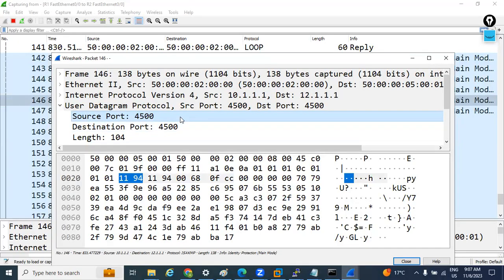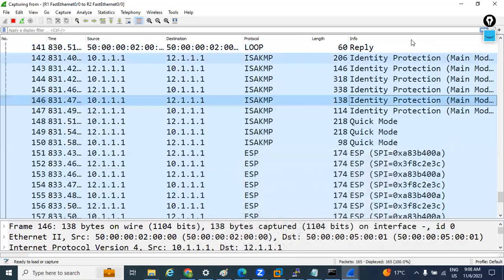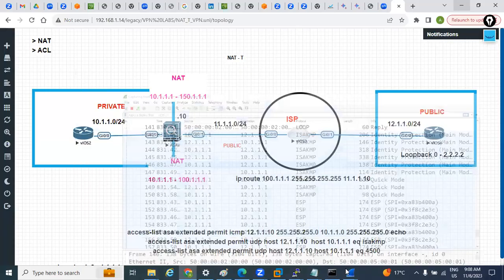This output is clear or not? Guys, is this clear? Yes, sir. Right, clear? Yes, sir. Yeah.